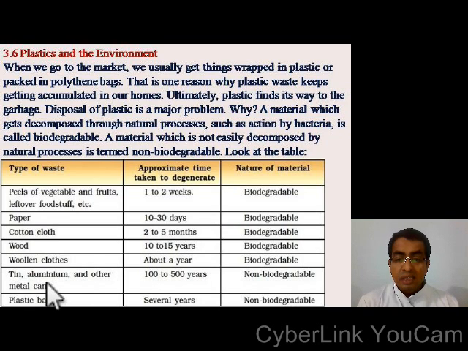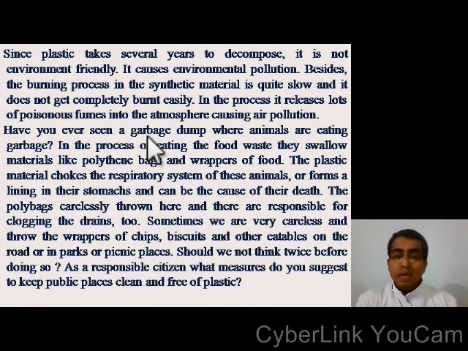Whereas you see tin, aluminium and other metal cans, it takes 100 to 500 years. So they are known as non-biodegradable. Then plastics, several years. So that is also non-biodegradable. These are the types of waste and the approximate time taken to degenerate and the nature of the material. Since plastics take several years to decompose, it is not environment friendly.